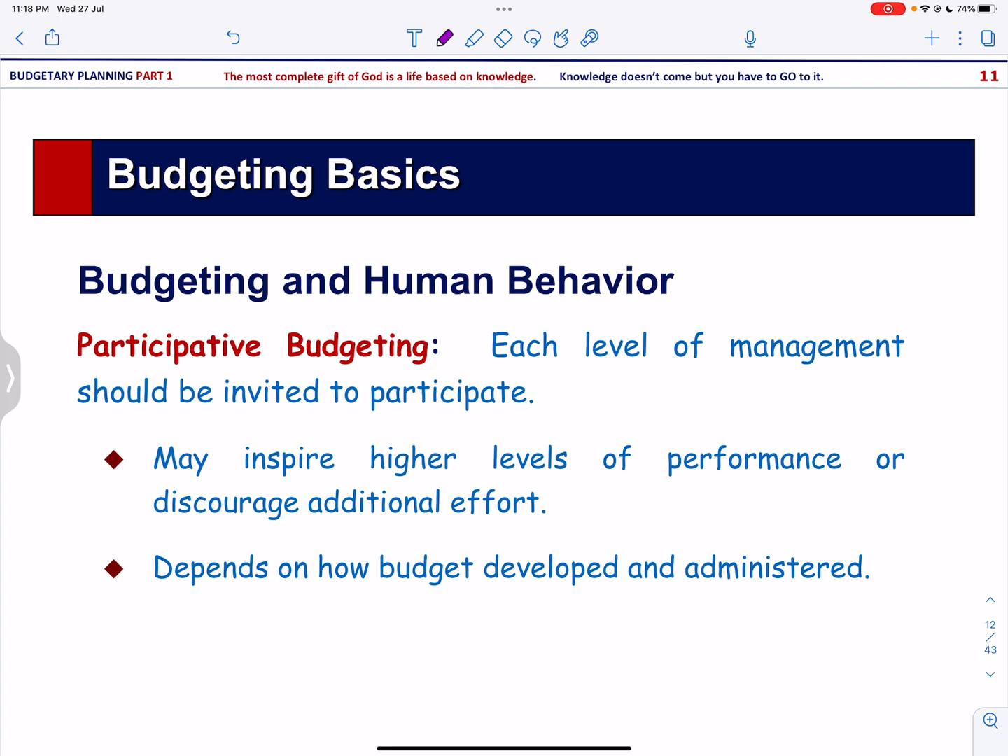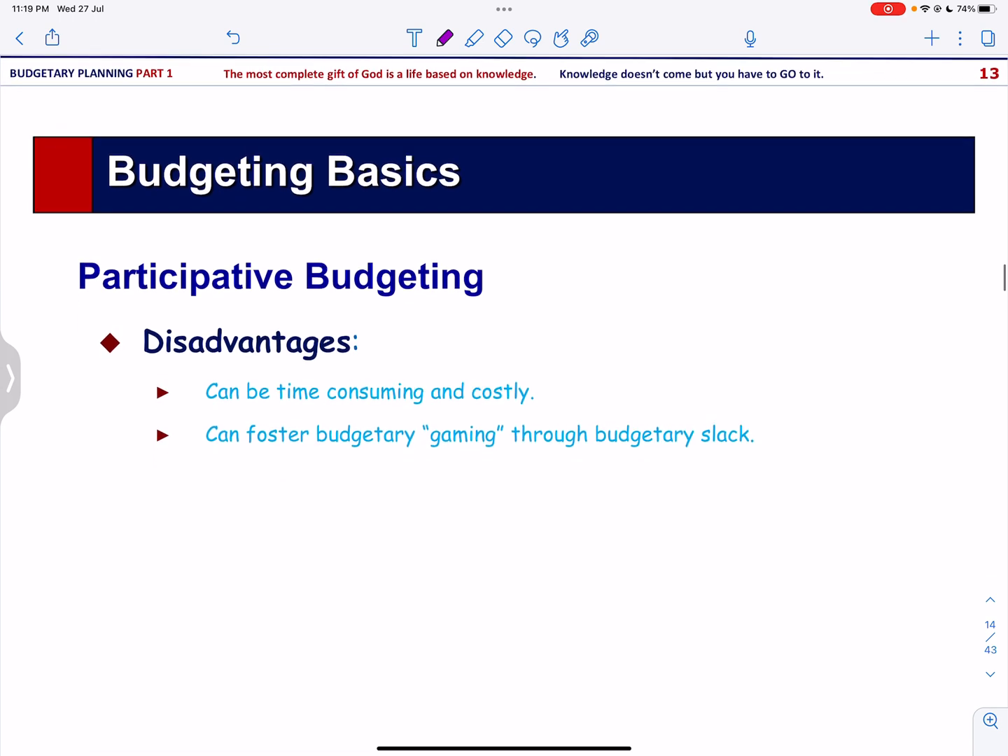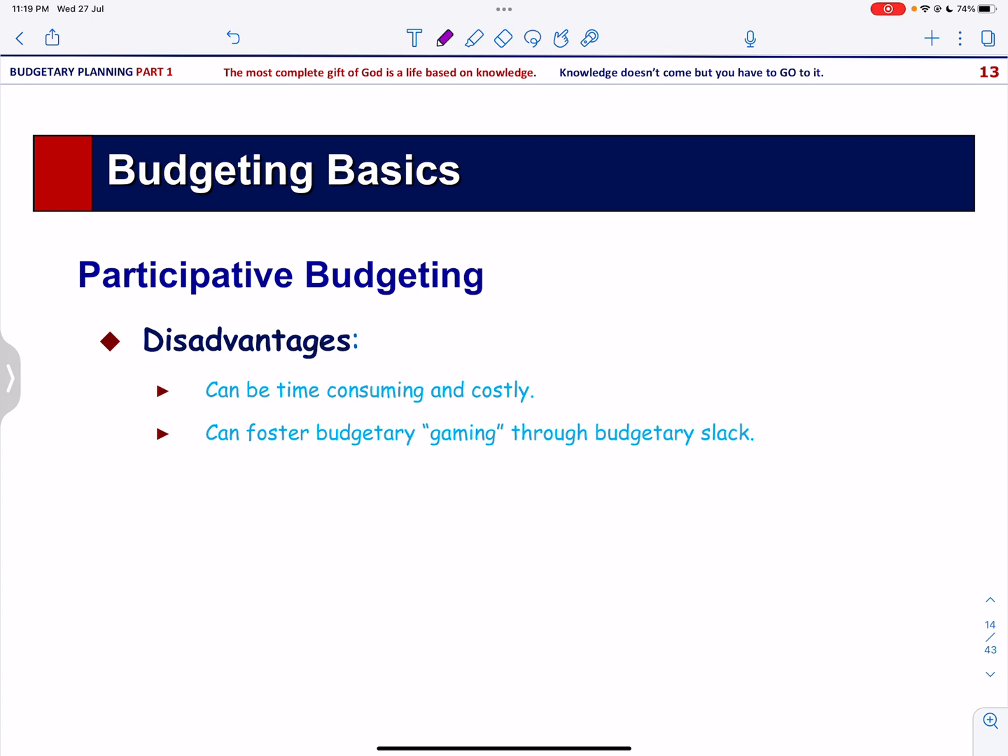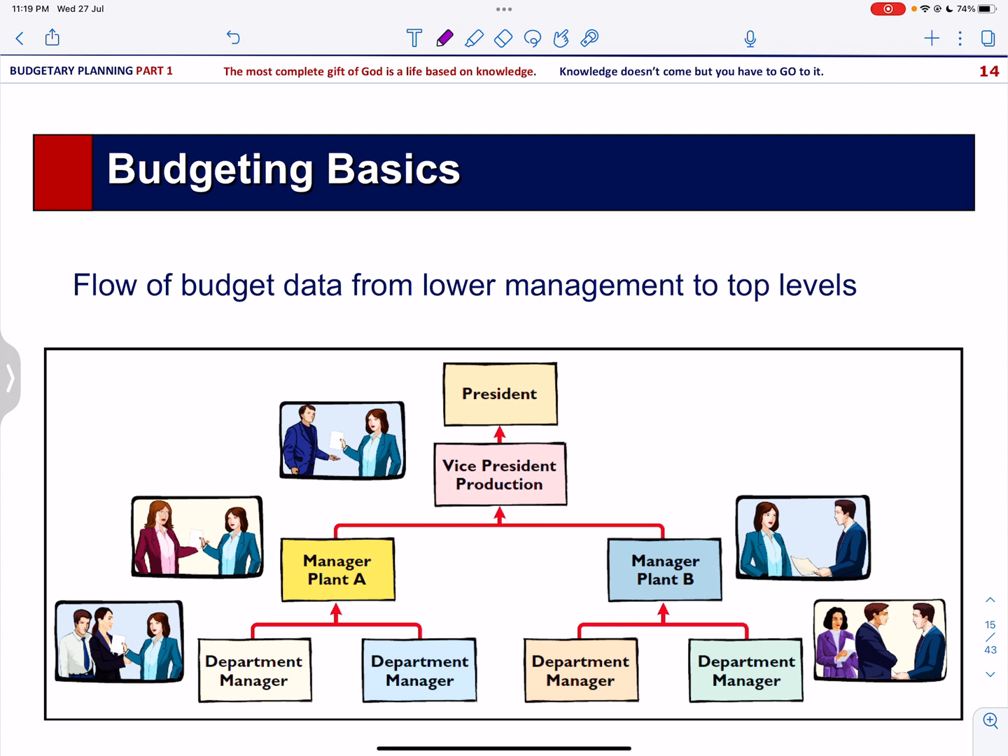Let us now talk about participative budgeting. Participative budgeting is a process under which people impacted by a budget are actively involved in the budget creation process. This approach gives lower level managers a greater sense of ownership in the resulting budget. The most common limitation of participative budgeting is that it is time consuming compared to an imposed budget. Since the budget preparation starts from the department level to the top, too much participation may occur that may derail the process. The illustration shows the flow of budget data from lower management to top levels.